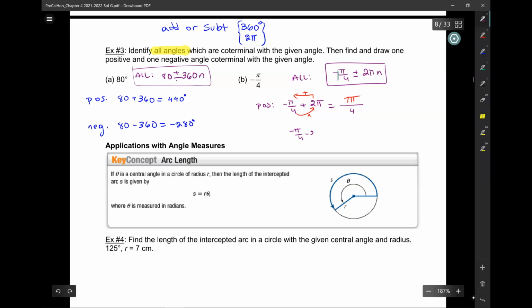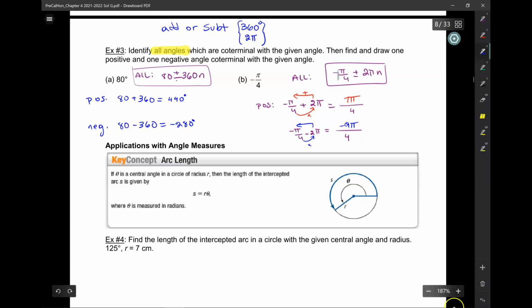Negative pi over 4 minus 2 pi. Okay? Same denominator. And then same thing. 4 times negative 2 pi this time is how much? Negative 8 pi. Plus another negative pi, negative 9 pi over 4. So that's how I do those.